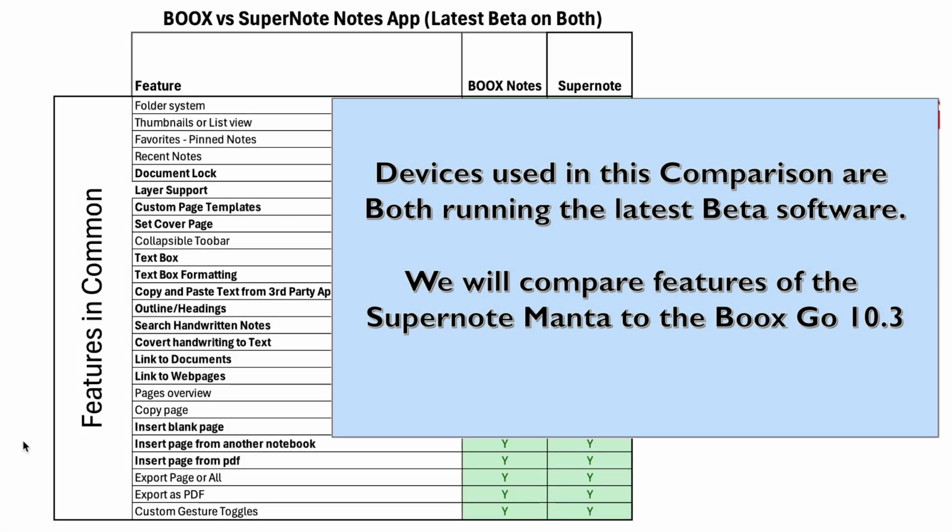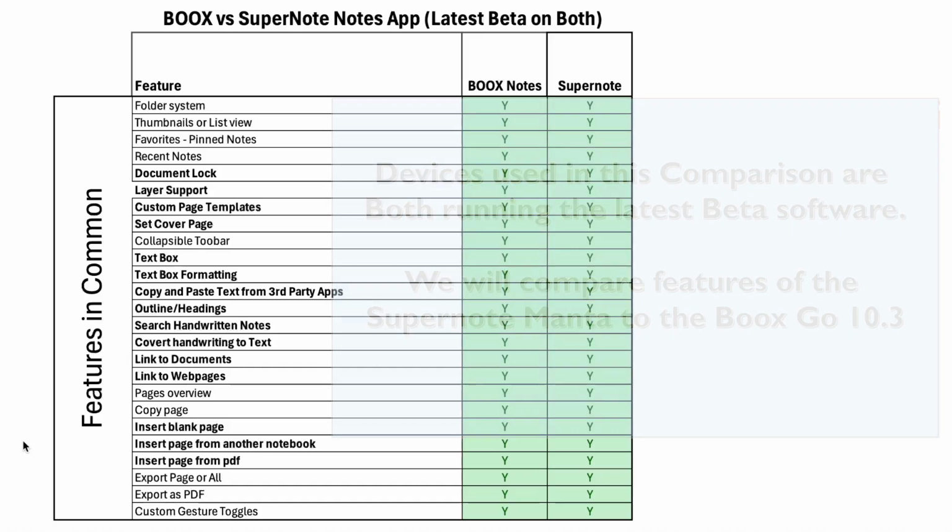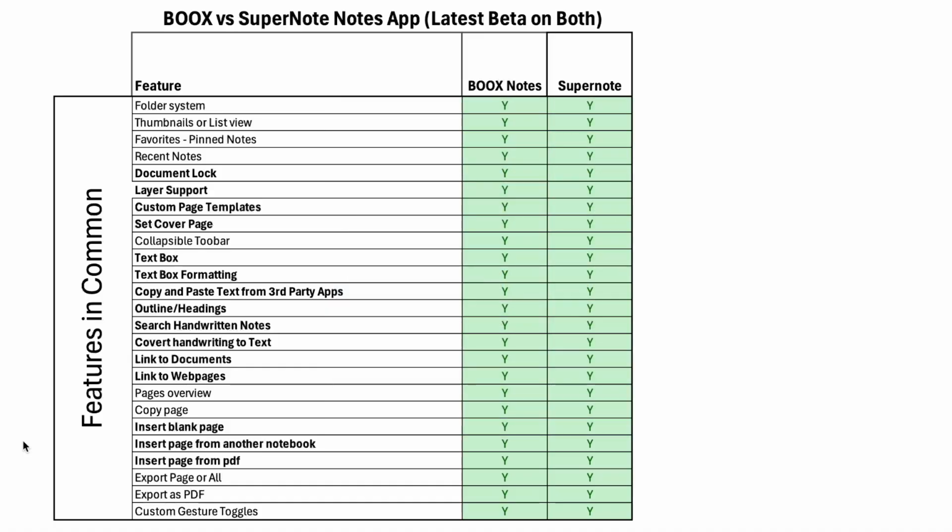So with that said, let's go ahead and jump into the first comparison, and that's what features do they have in common? So here's the list. I'm going to go through this really quickly. They both have a foldering system where you can nest folders within folders, and I'm not aware of any limitations on either one of these as to how many folders or subfolders you can have.